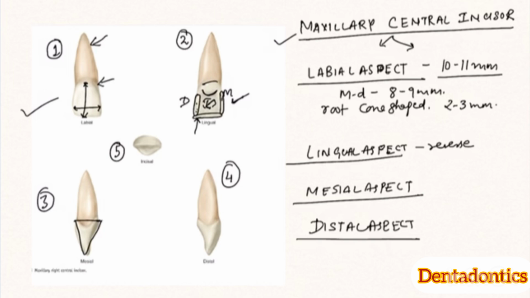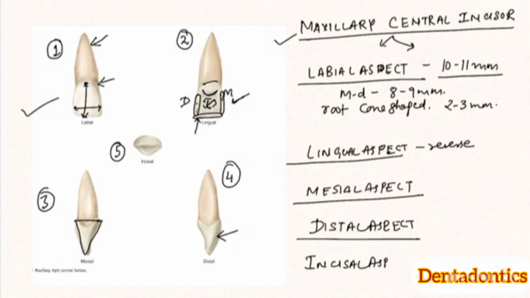At the distal aspect, as you can see, the crown will be thicker at the incisal edge because as we move from the mesial to distal side, the crown moves distally. There will be slight angulation of the tooth, so the distal aspect will be narrow and the crown will be thicker at the incisal edge. We can see the labial part of the central incisor from the distal aspect, and the root will be the same.